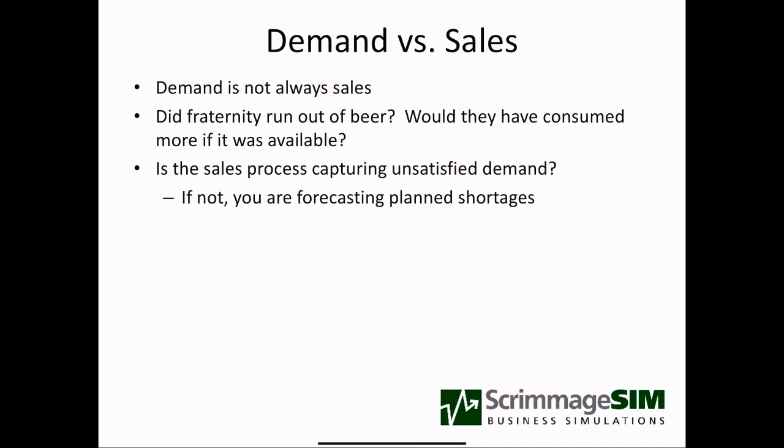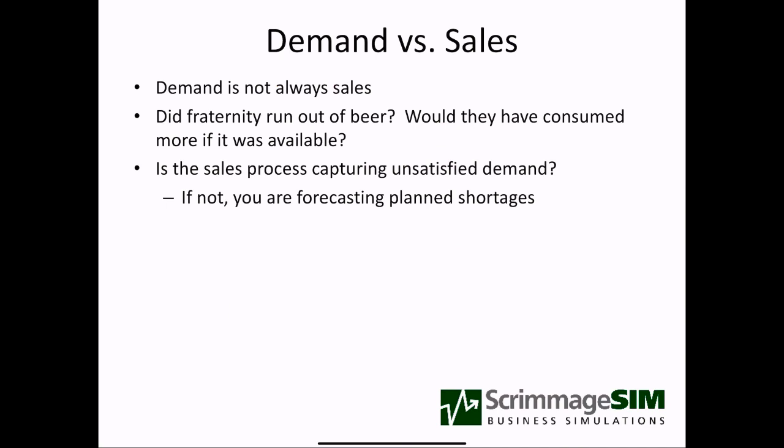One of the important considerations is demand versus sales. Demand is not always sales. Why is that? Well, you might have run out of the product. Fraternity might have run out of beer. They might have consumed more if it was available. That can happen in business.